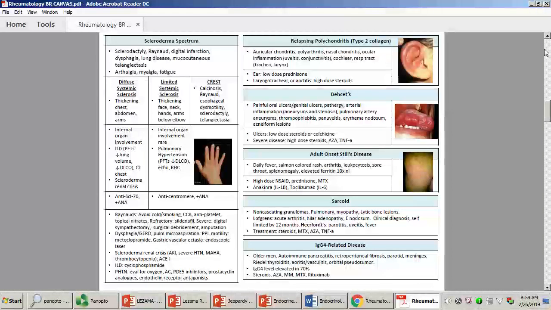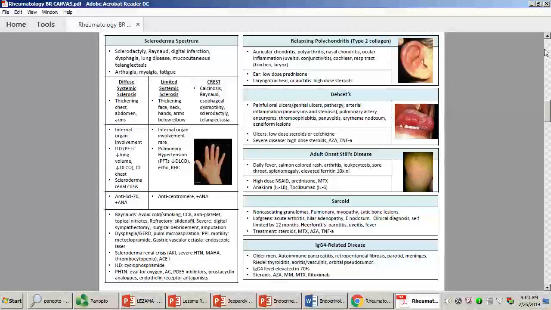They don't even say diffuse versus limited. So you need to recognize that that's going to be anti-centromere because it's limited. Or an antibody associated with interstitial lung disease in systemic sclerosis, that's going to be diffuse, and that's anti-SCL70. Okay? So pulmonary hypertension, obviously you make the diagnosis like you would anything else. You could do a screening echocardiogram, and then of course a right-sided heart cath.